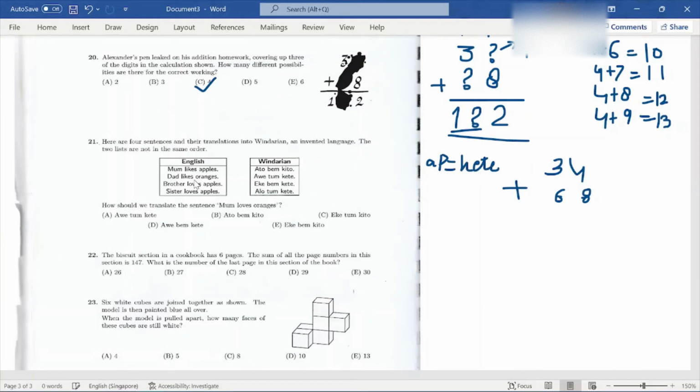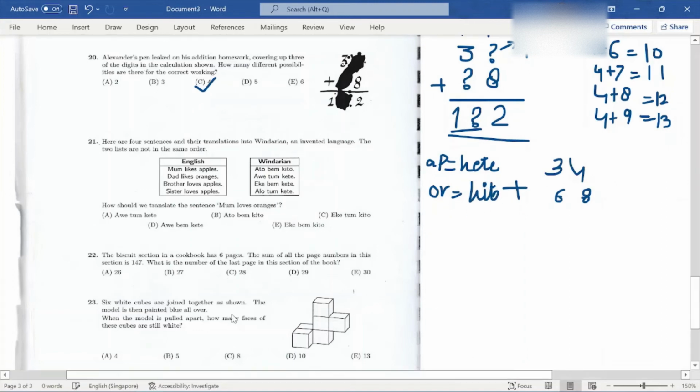And that would make it obvious that oranges is equal to keto. Remember that? When we look at the question that they're asking, Mom loves oranges. So we need to ensure that the correct option must have keto. So our option could be either this or this or this. We need to rule out option A and D because both of these do not include keto.